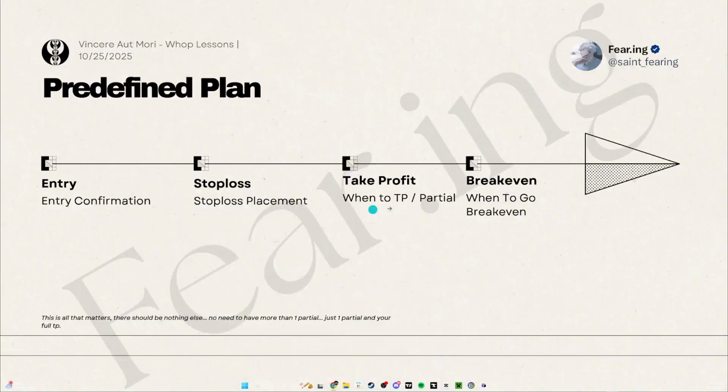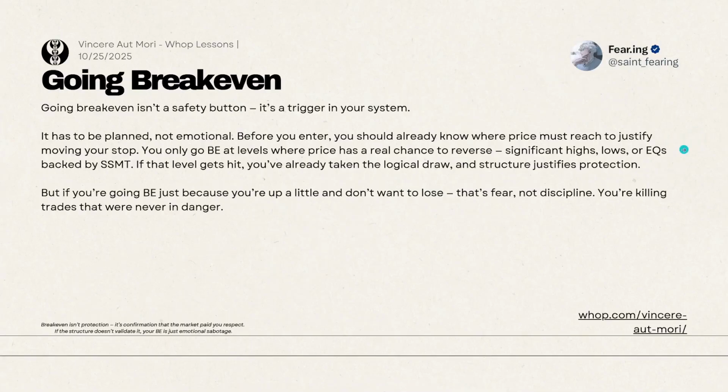And it's stuff like that, setting stuff like that up beforehand. So when you go into a trade, write it out, write out the entry confirmation, or write out the logic behind your stop loss, logic behind the take profit, TP and partial, and then of course the logic behind break even. Nothing else aside from that matters.